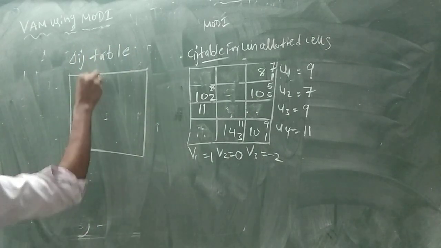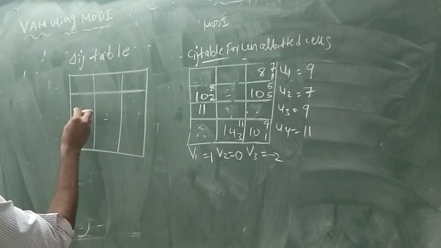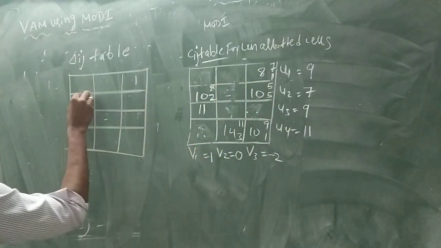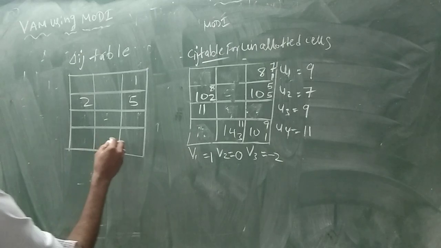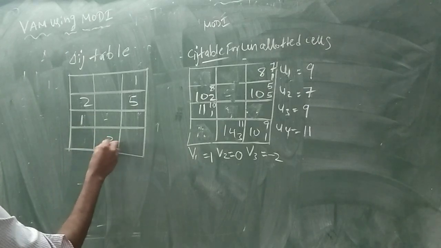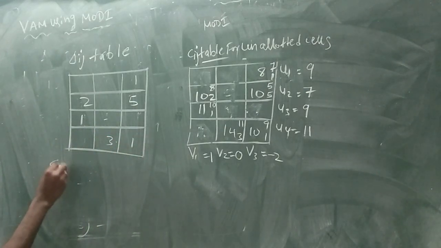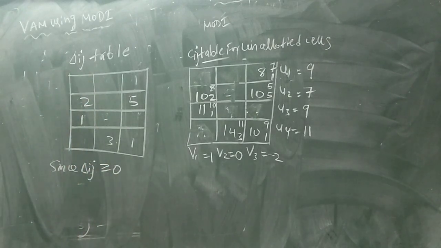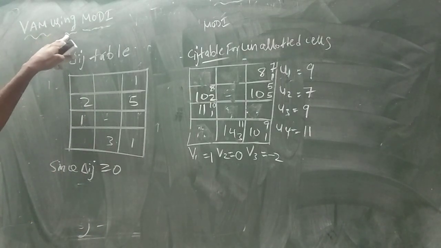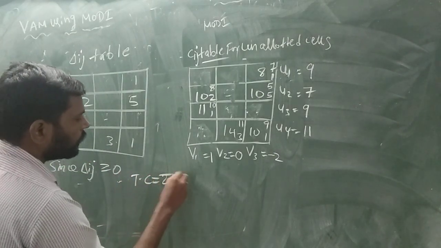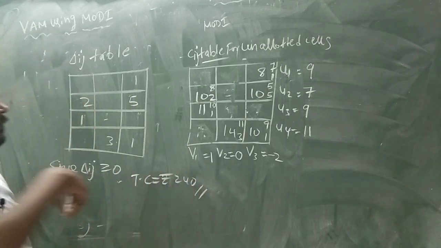So in the delta ij table, where we subtract, I take these values: 1, 2, 5, 1, 3, 1. Since delta ij should be greater than or equal to 0, and in this delta ij table there is no negative value, our solution is optimal and there is no difference for the modified distribution method. So our answer is: transportation cost equal to rupees 240. Thank you.